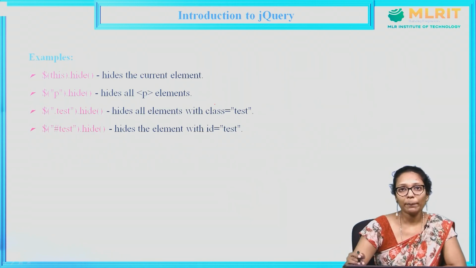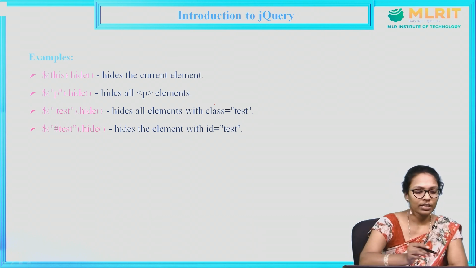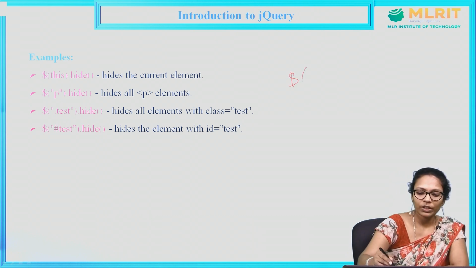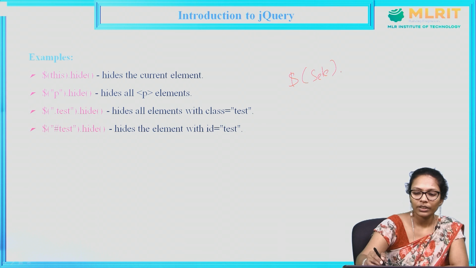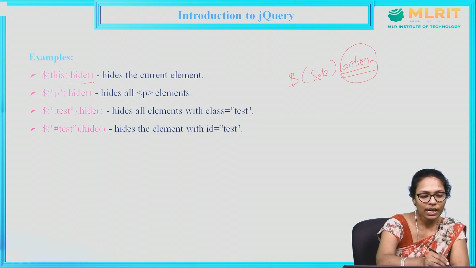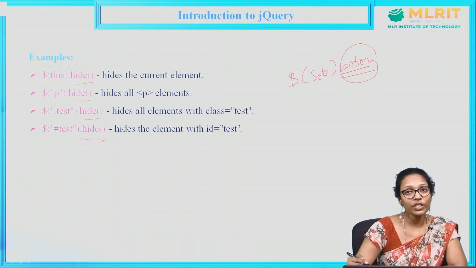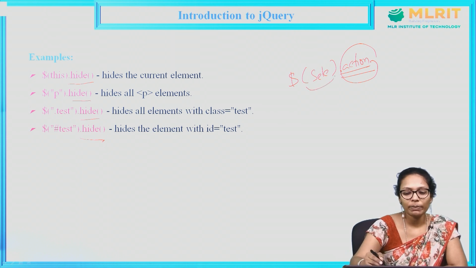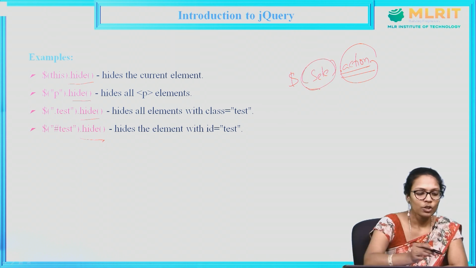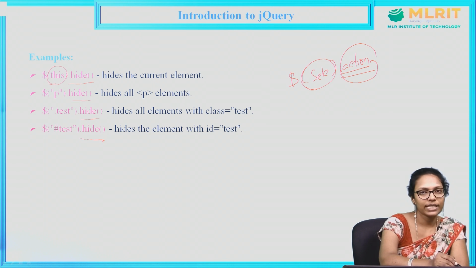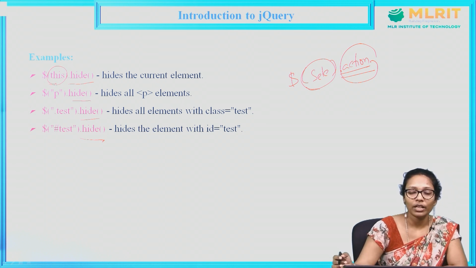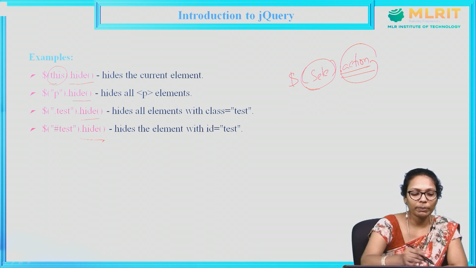Now a few examples of this jQuery syntax. $(selector).action, where action is a predefined function. In all these four cases, I am taking the action as hide, which means I am going to hide some element. Which element you are hiding will be indicated using the selector. In the first case, I am using this. This refers to the current element. Whatever element you are operating on currently, the current element will be hidden.